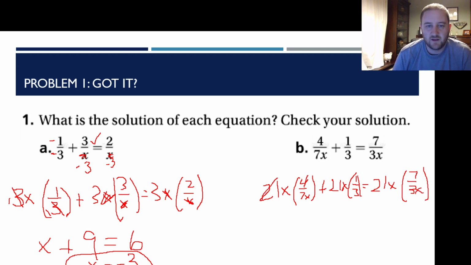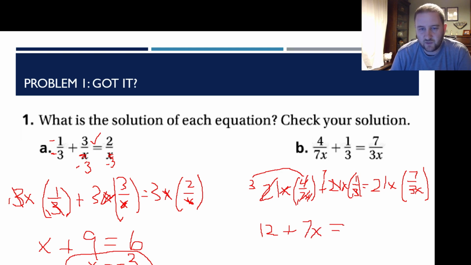Okay, 21 over 7 reduces to 3 over 1, and then I've got x divided by x, those cancel out, so I've got 3 times 4 is 12. Next, the 21 and 3 cancel to 7 over 1, so I've got 7x times 1 over 1, which is a positive 7x. And then that's equal to our 21 and 3 cancel to 7 over 1, and then our x's will cancel out, so 7 times 7 is 49.